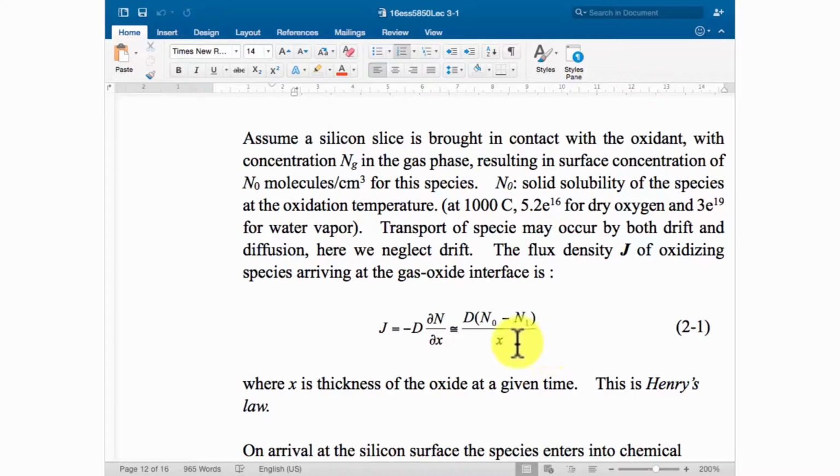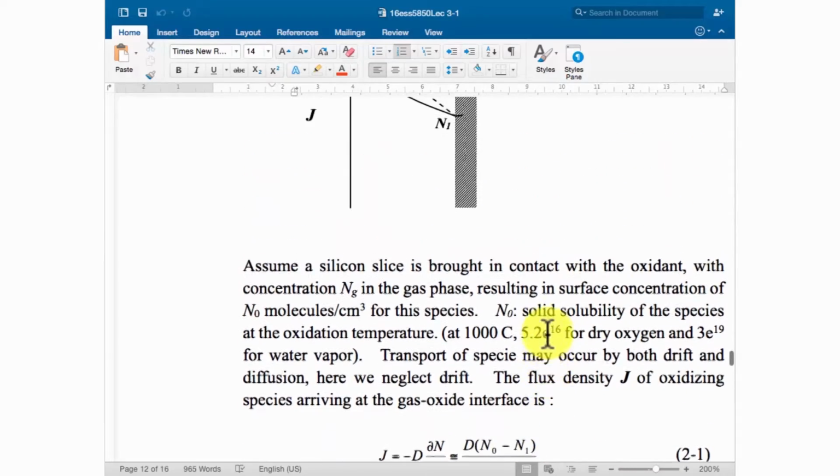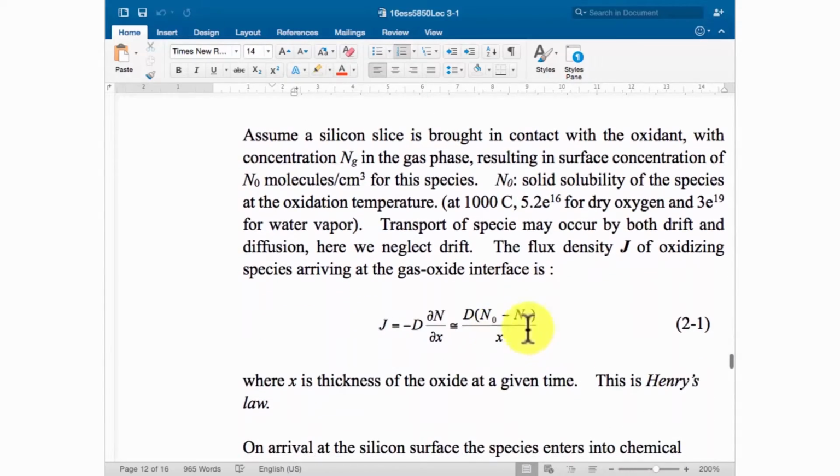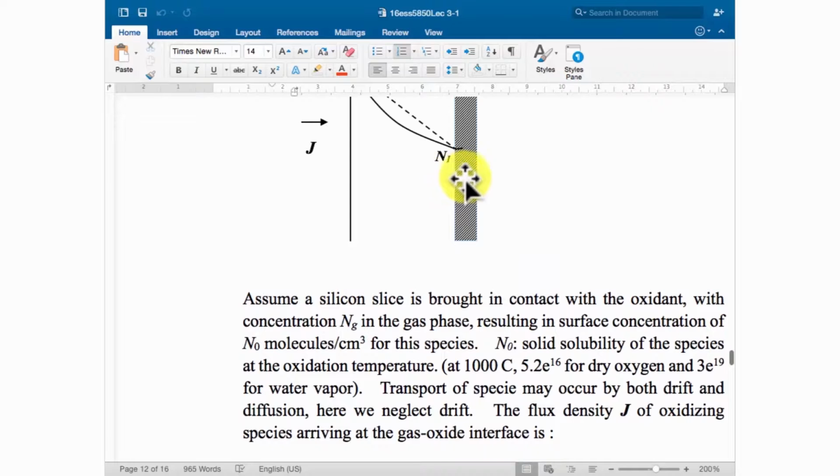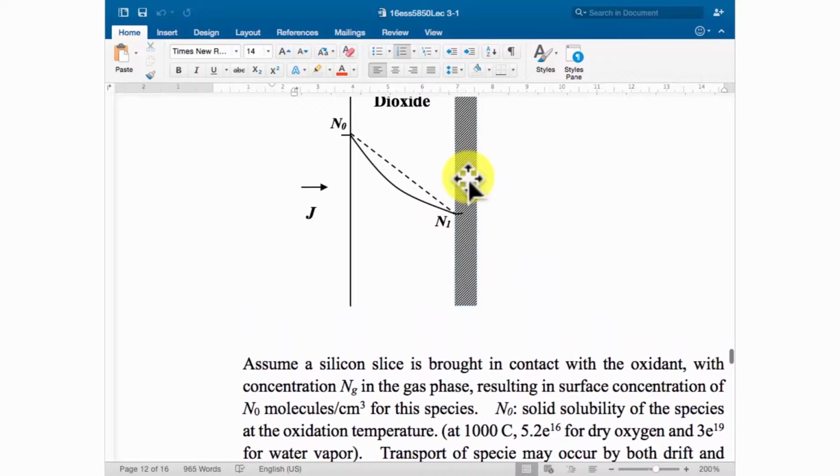Because we don't know the number for N1, we try to replace N1 with other things. So now we consider the reaction rate on the surface. N1 will depend on the reaction rate, because if more oxygen goes into the silicon and becomes silicon dioxide, the concentration of N1 will be reduced.